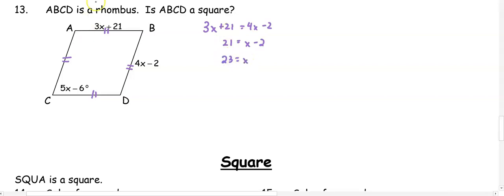Now, to show if it's a square, we would need to have a right angle with that angle measure they gave us. So we're going to put 23 in for x. So 5 times 23 minus 6 gets us 109, which means that this is not a square because there's no right angle. So ABCD is not a square because it contains no right angles.